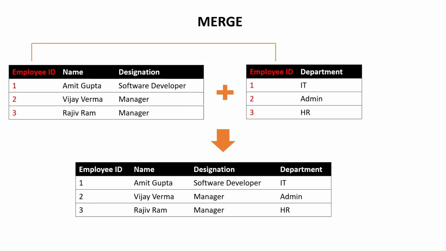So here we have one table where we have employee ID, name, and designation. And in another table, we have the department of each employee ID. Now, if we need to bring the department column into the first table, we can use merge. Merge requires a common column with which the relationship can be created. So the output of merge would be a combined table having new columns.